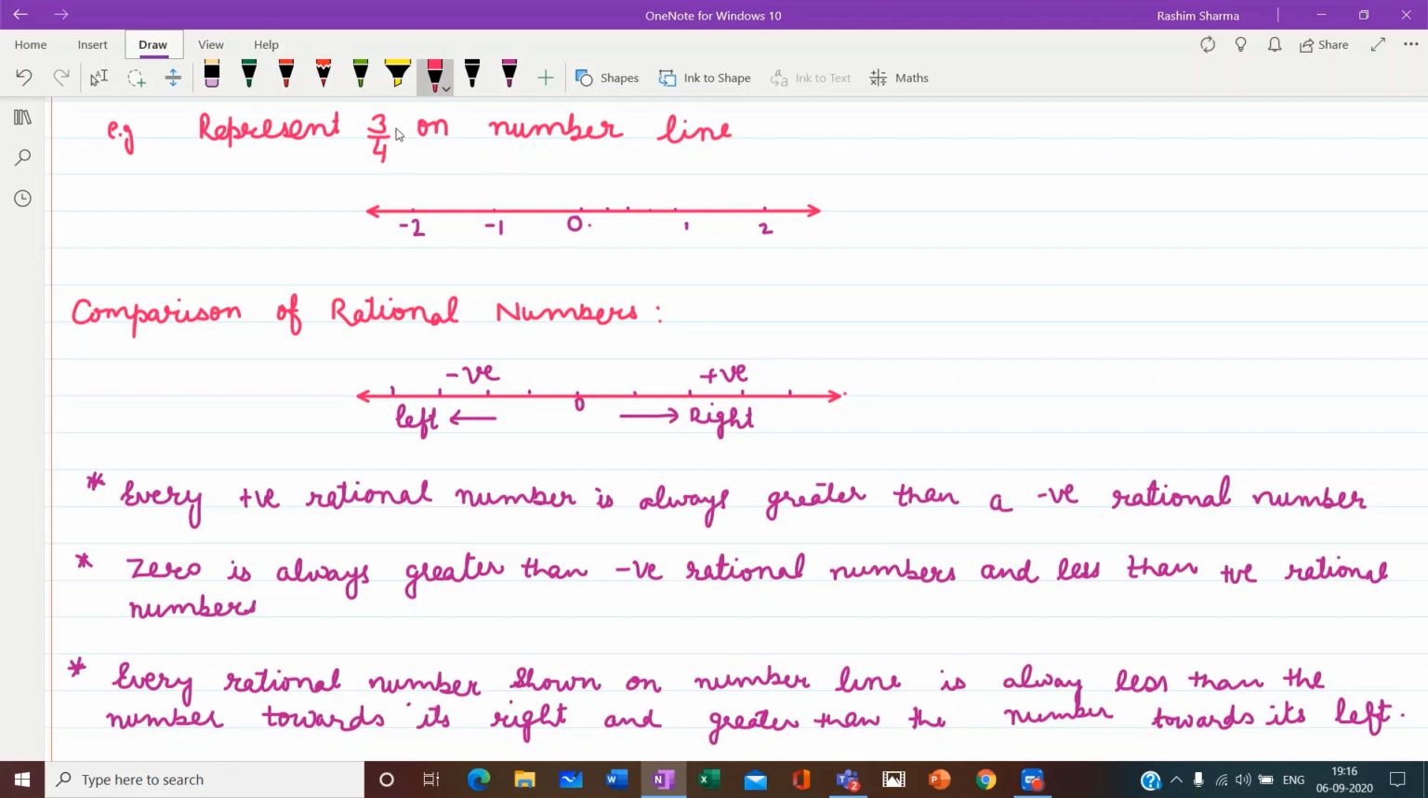Now 3 on 4 is a proper fraction, we can see. So it is less than 1. It means the number line between 0 and 1 we will divide into 4 parts. Why in 4 parts? Because here the denominator is 4. So we will divide it into the number of parts that we have in the denominator. So you can see here 1, 2, 3, 4 parts between 0 and 1.